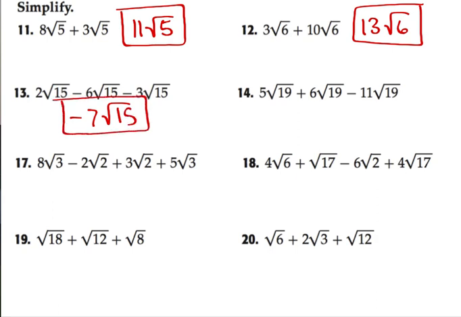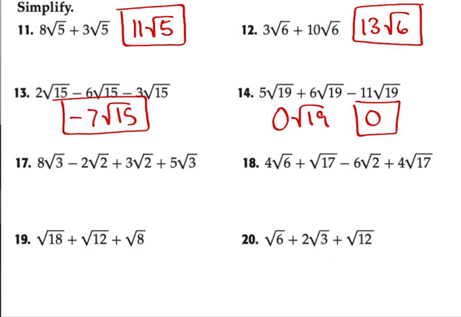The next one, these are all square roots of 19. 5 plus 6 minus 11 is 0. 0 times the square root of 19 is just 0. We don't need the square root of 19 because it's multiplied by 0.